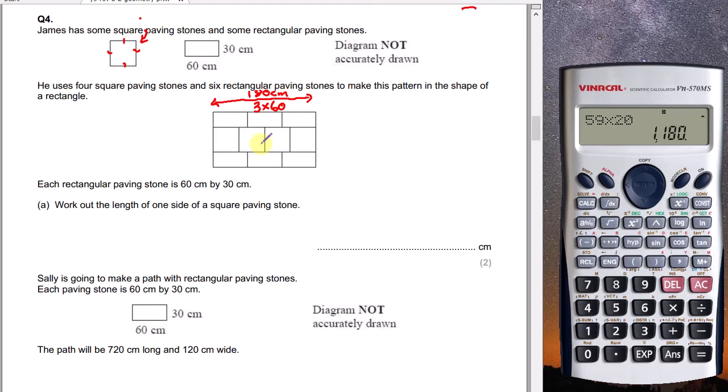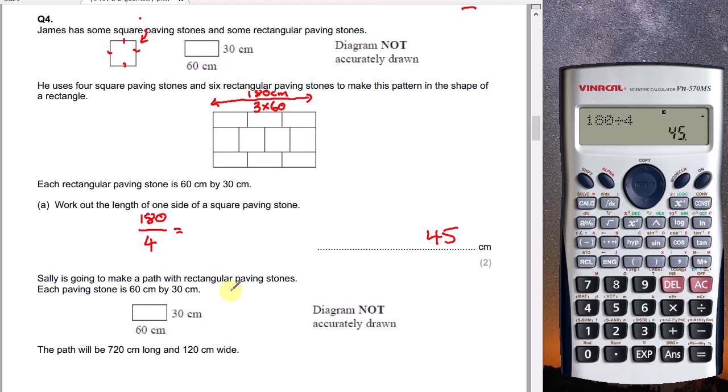So that length, 180 centimetres, has been split into 4 squares. And that will tell me what 1 square is. Equivalent fractions, remember there's a 1 on the bottom. So 4 squares goes to 180 divided by 4 is 45. So we get 45 centimetres. First mark is for finding that 180.